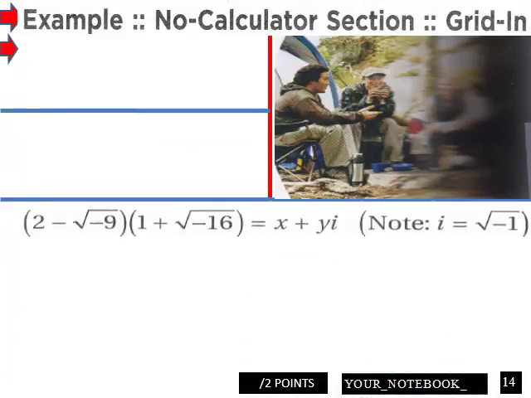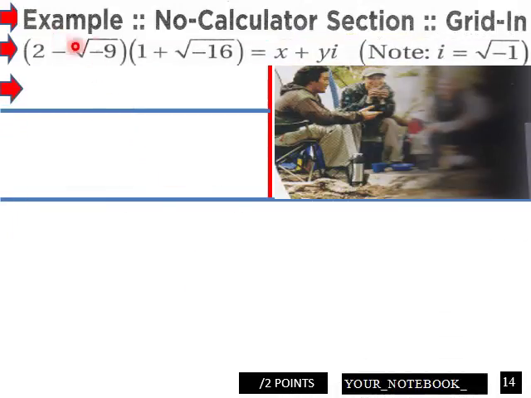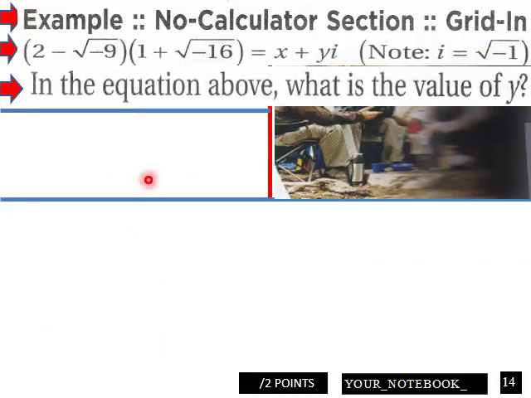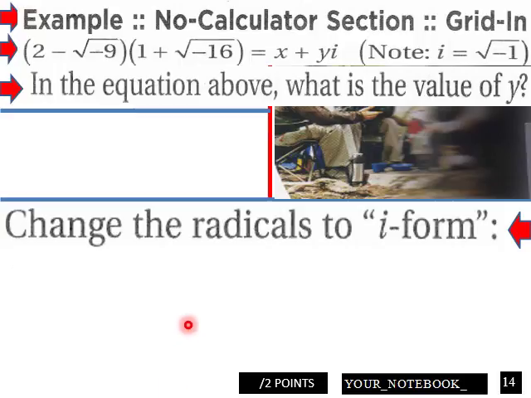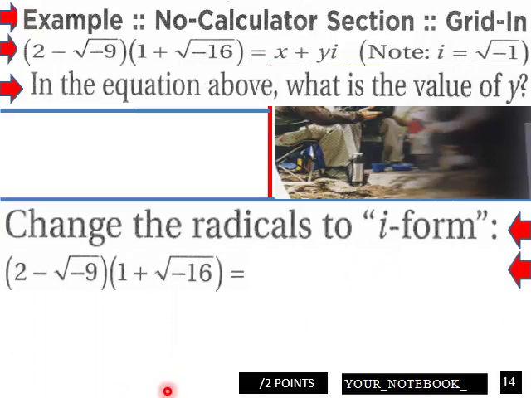Page 14 of this says an example, no calculator section. We have this expression here. Note i equals the square root of negative 1. In the equation above, what is the value of y for this to be true here? Change the radicals to the i form.